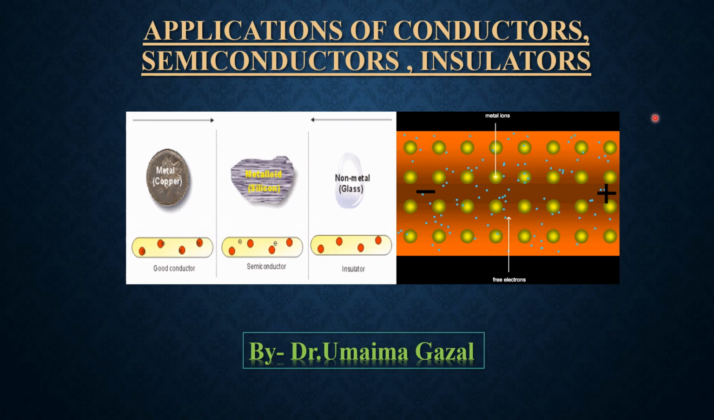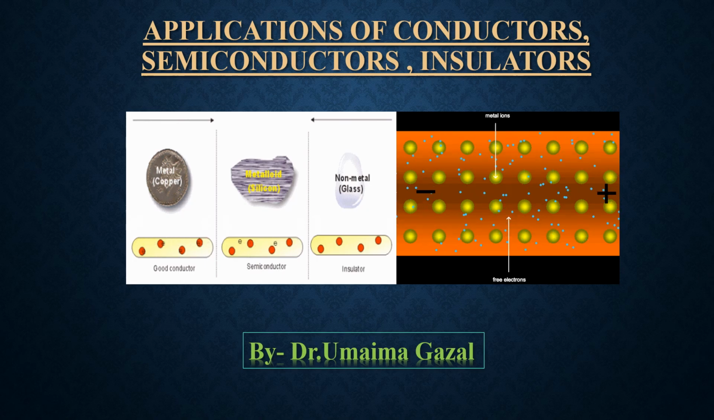So, we all are aware about the difference between conductors, semiconductors, and insulators. But what are the physical applications or the real life applications where you can easily see the working procedure of conductors, semiconductors, and insulators? Before going further, materials which are commonly used in electrical and electronic engineering can be classified as conductors, insulators, and semiconductors.